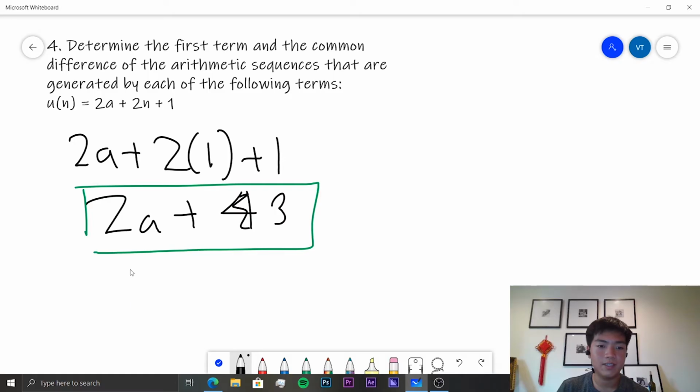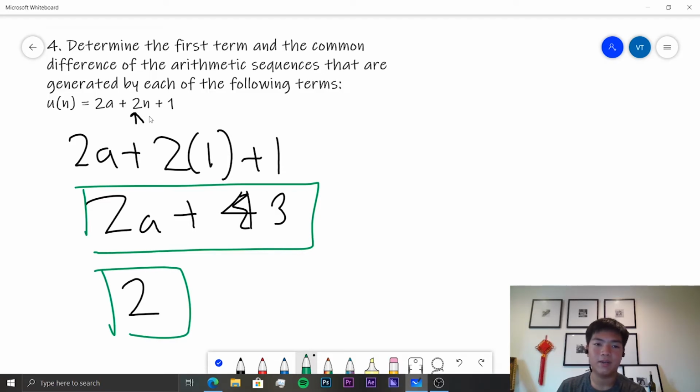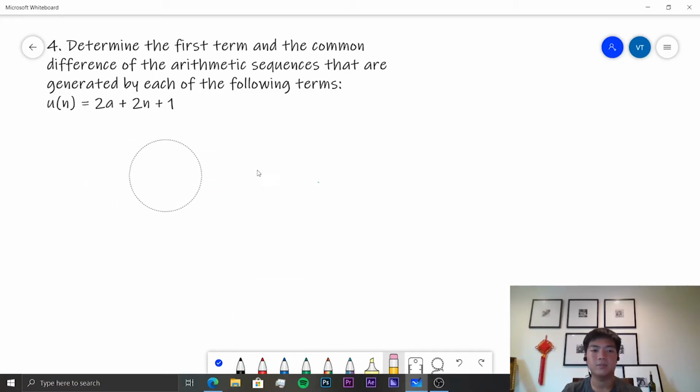And the common difference will simply be 2, because little trick, the common difference will be the coefficient of whatever n is being multiplied by. Yeah, it's going to be the coefficient of n. So those are the answers for that question. Okay, let's move on to the next one.